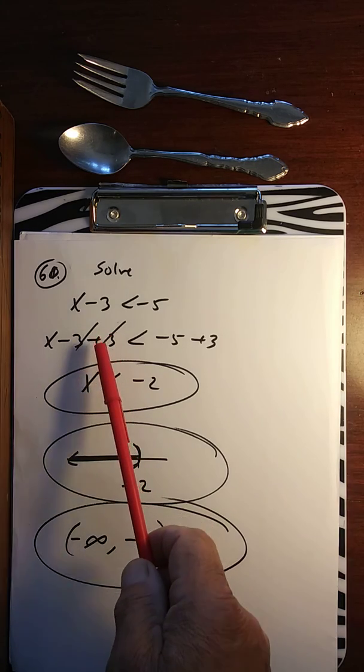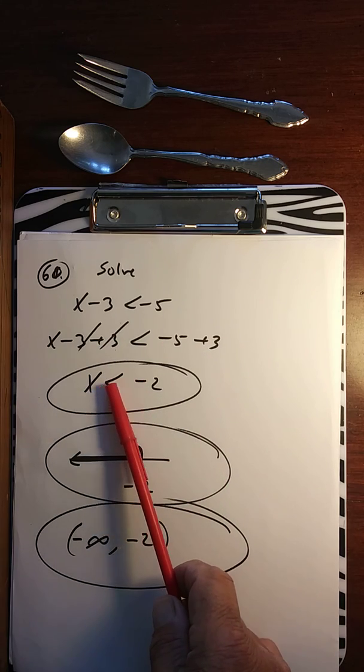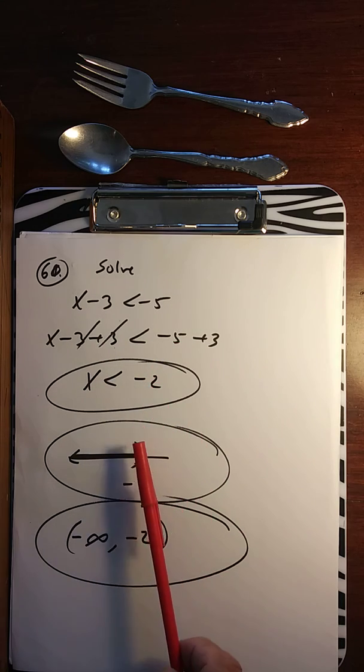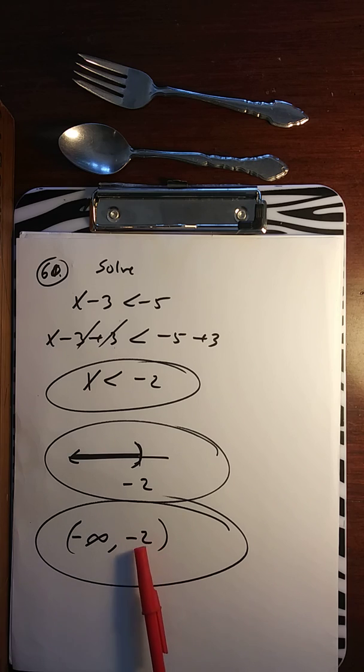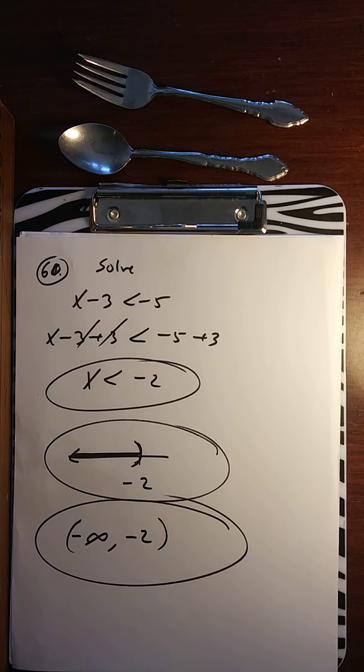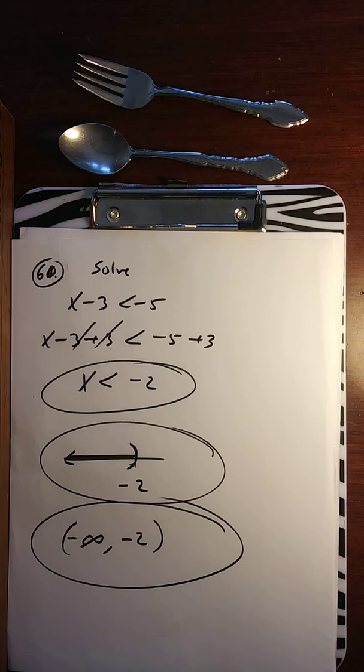Solve this. So add 3, so x is less than what? -2 means to the left of -2, or from negative infinity to -2. And we'll stop right there. That's part 1. TSI 234, part 1A.